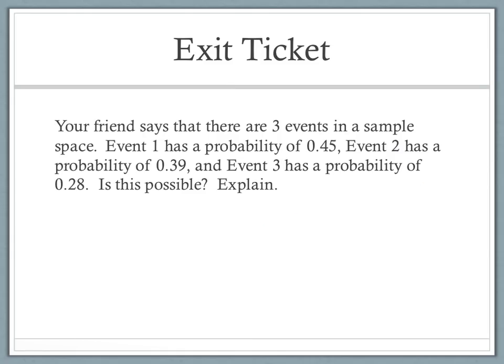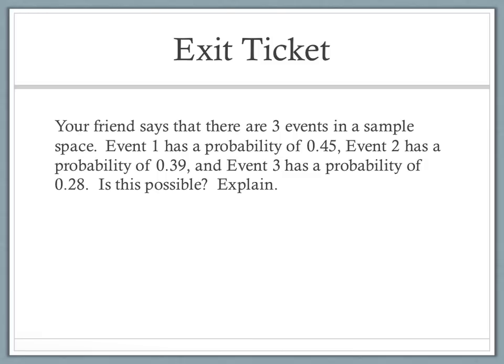All right, our exit ticket. Your friend says that there are 3 events in a sample space. One event has a probability of 0.45. The second event has a probability of 0.39. Event 3 has a probability of 0.28. Is that possible? Explain. Well, the thing about probabilities is we know that they have to add up to 1 because they have to be that complete 100%.